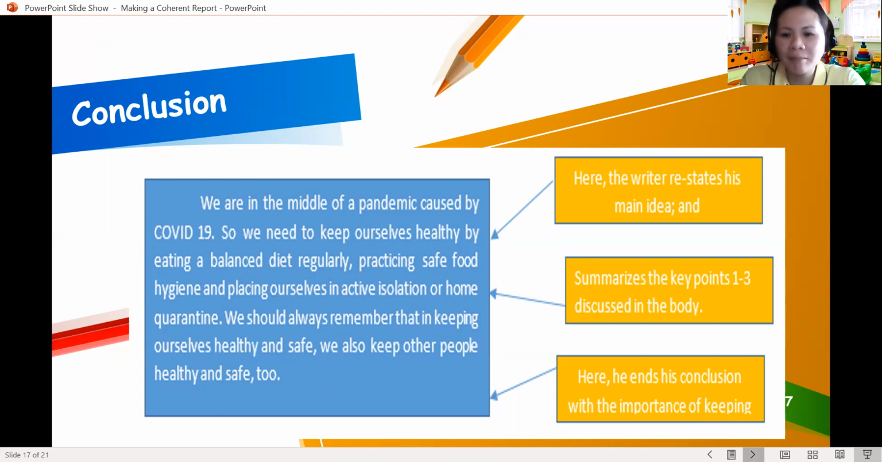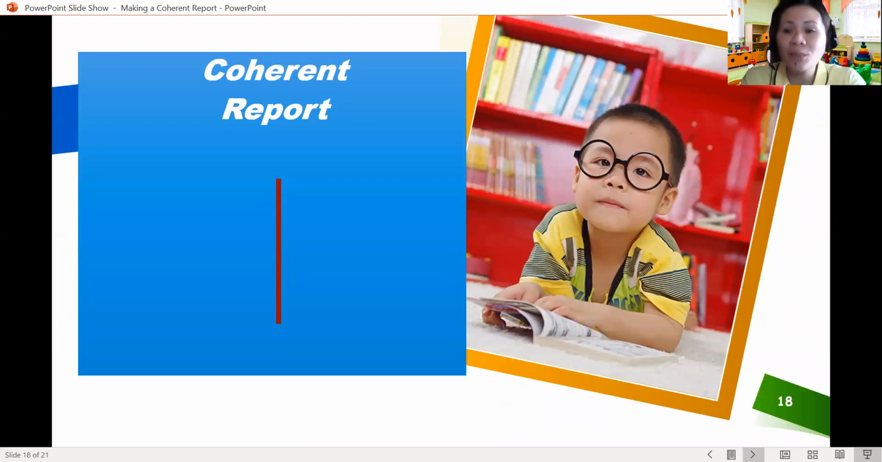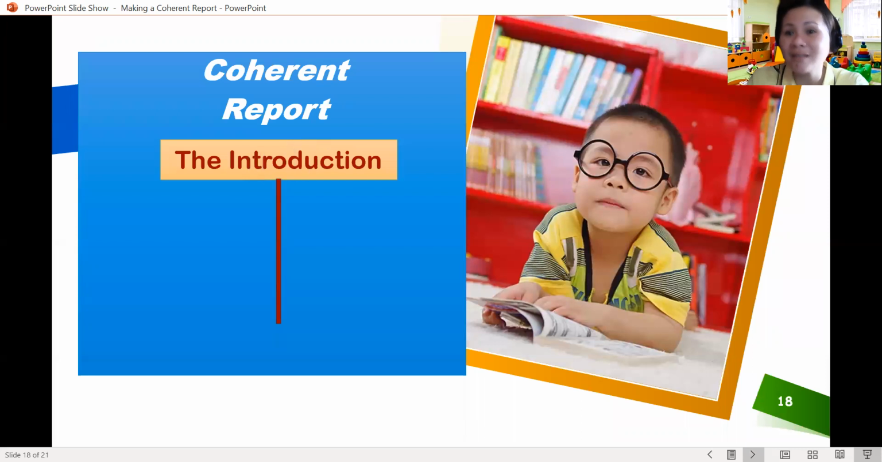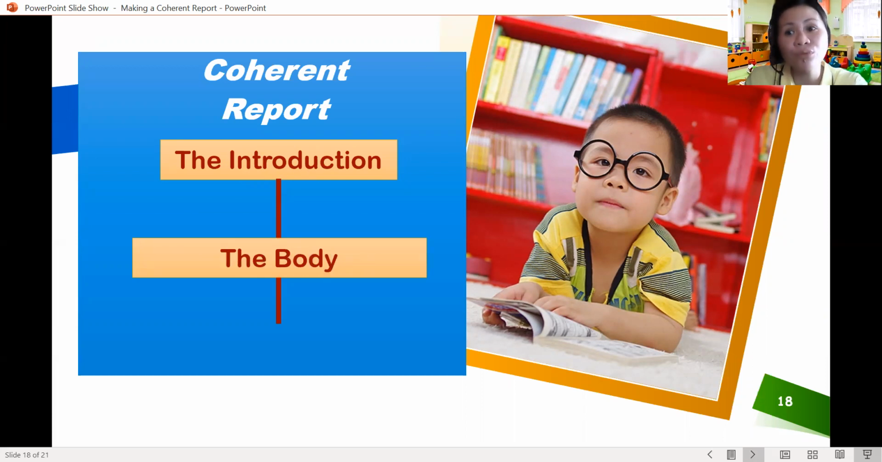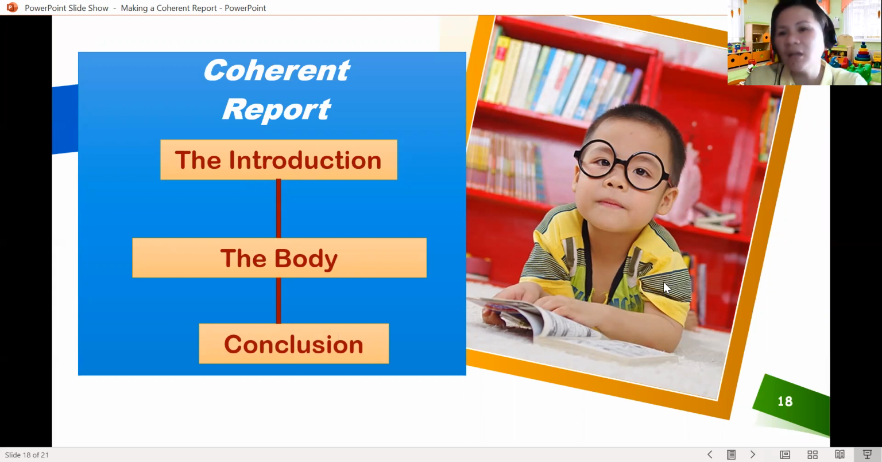All right, so we are done with our lesson. So today, we are going to tell how we are going to present a coherent report. All right. So anybody? Wow, that is correct. Of course, in doing a coherent report, we must have an introduction. Next, the body, which can be composed of two or three paragraphs. And of course, we have the conclusion wherein we are going to state again the main idea of the paragraph. We are going to restate the key points in the body of the paragraph. And at the same time, you are going to have your voice. All right. So that is the way on how to present a very coherent report.